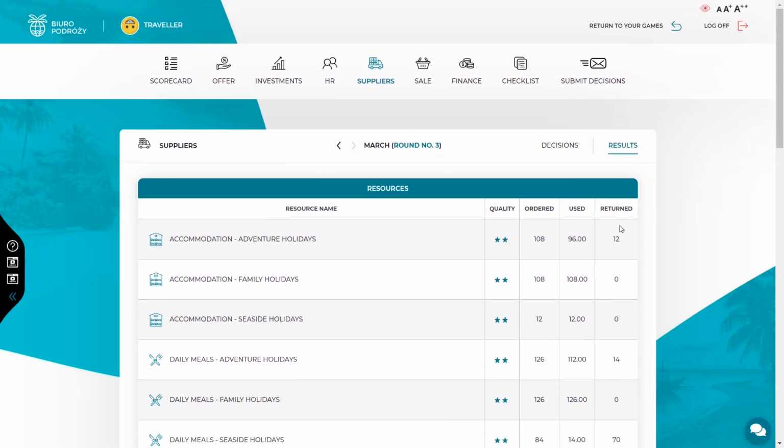Secondly, resources that have no returns. In this case, you need to check if there was not enough to serve customers who wanted to buy our services in the previous month.